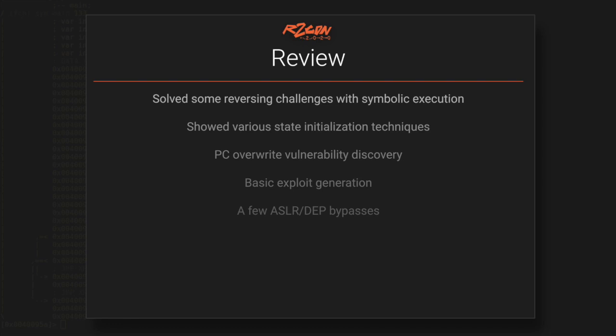All right, so to recap what we've done so far, we have solved some reversing challenges with symbolic execution. We've shown various state initialization techniques, including from the R2 debugger. We have used angr to explore for states where the program counter is unconstrained for the purposes of vulnerability discovery. We've used this to generate basic exploits. And we've shown a few ASLR and DEP bypasses, which are automated as part of our exploit generation process.